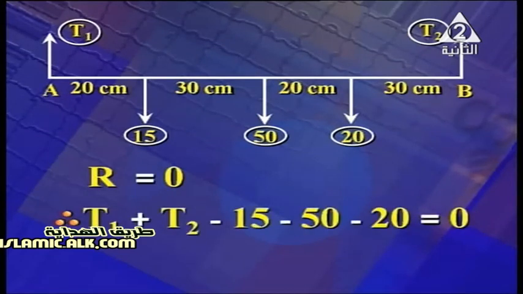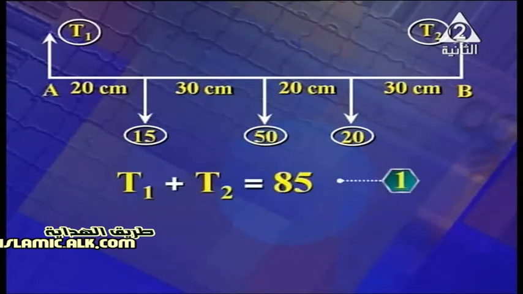Look at this: when the resultant equals 0, therefore T1 plus T2 minus 15 minus 50 minus 20 equals 0. What do you mean? The sum of T1 plus T2 equals the sum of the weights of the two forces, 20 and 15, and the weight 50 Newton. Therefore, we form the first equation: T1 plus T2 equals 85.